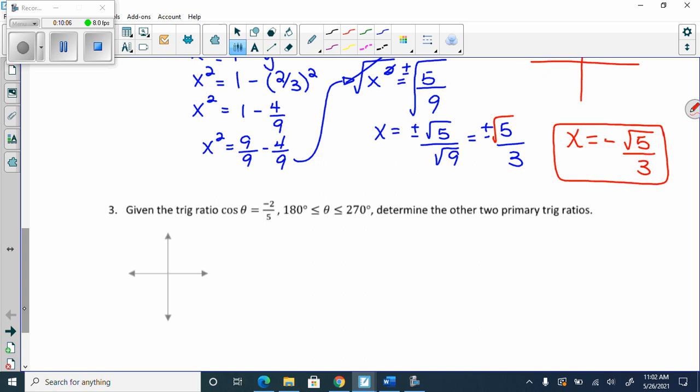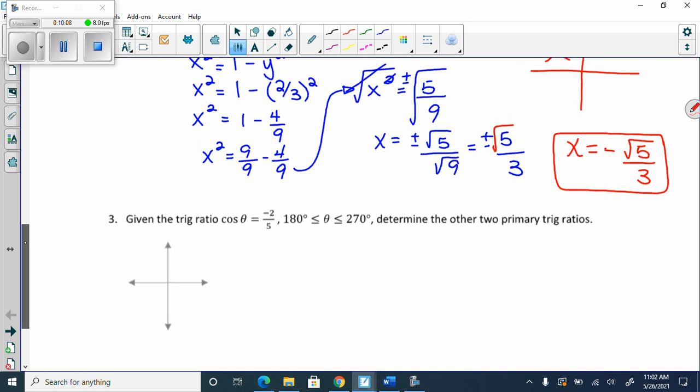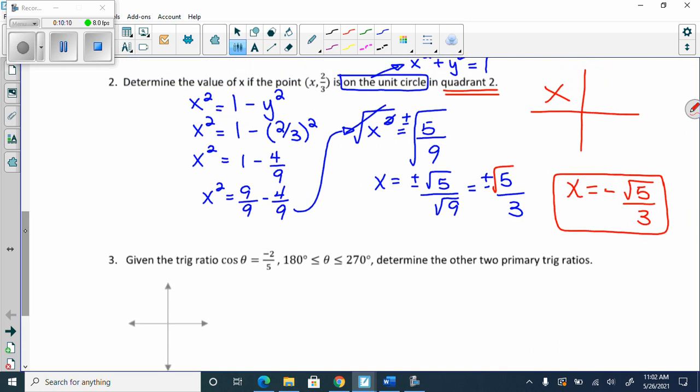Okay, now this one you have to be able to spot. You have to be able to spot what it's asking us. So it's giving us a trig ratio, and it's asking for two more trig ratios, which tells me I'm going to need to find the third side, correct? On a test, I would not normally give you a Cartesian plane as a hint to draw it. You need to know to draw it, okay?